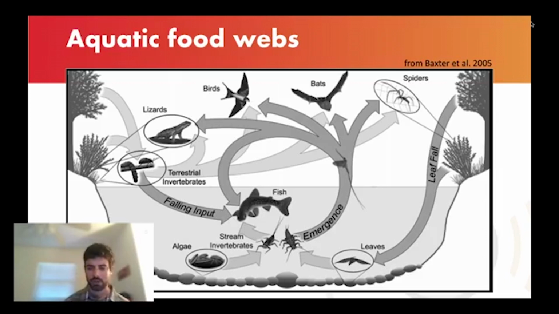They'll allow their wings to dry along the banks of the stream or along rocks, and then they will, what we call, emerge out of the stream, and they can feed other things in the terrestrial ecosystem, such as spiders, bats, birds, and lizards. So they can feed terrestrial predators. This is a really important ecosystem subsidy in streams and other aquatic environments.